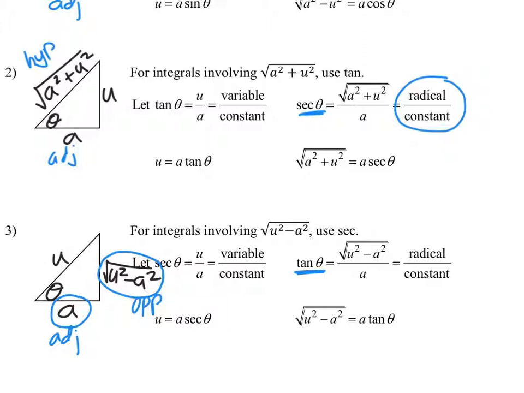Question? When you see a problem, how do you know which is the a and which is the u? The a value is going to be whatever the constant part of the radical is. The u will be the variable part. And I'll show you that in a sec.